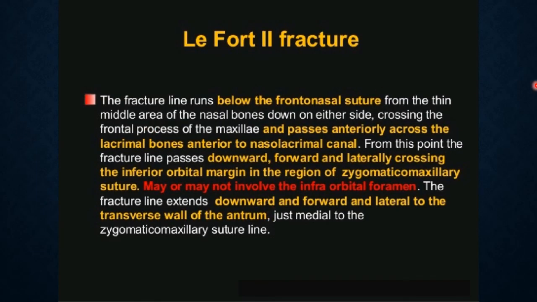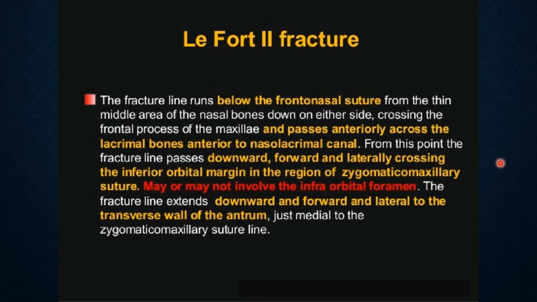The fracture line runs below the frontonasal suture from the thin middle area of the nasal bones down on either side, crossing the frontal process of the maxillae, and passes anteriorly across the lacrimal bones anterior to the nasolacrimal canal. The nasolacrimal canal is generally spared in Le Fort 2 fractures.